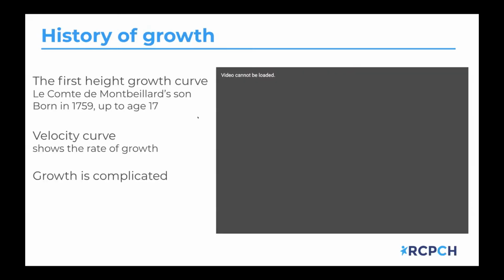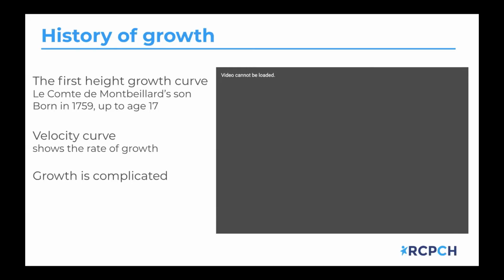And this is, oh, it's a shame. It shows you the first growth curve. The first idea was back in the 1700s, and it was this guy, Comte de Montbéliard, who tracked the growth of his own child. And it not only shows growth, but it also shows speed of growth, what we call growth velocity.